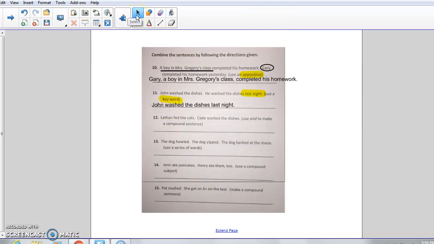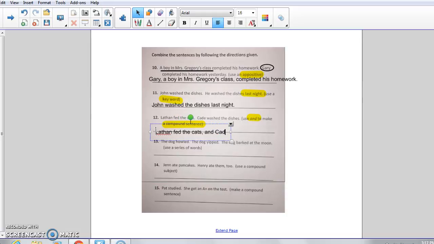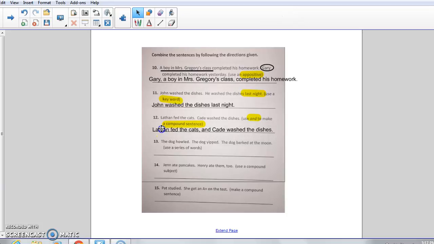Number 12. Lathan fed the cats. Cade washed the dishes. This time the directions say use and to make a compound sentence. So we have to have two sentences using and to connect them. Should be pretty easy. Lathan fed the cats. Instead of the period, we use comma, conjunction, and Cade washed the dishes. Goes together just fine because that's their chores.